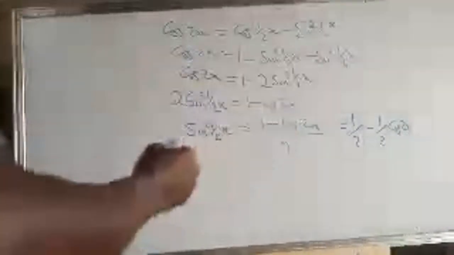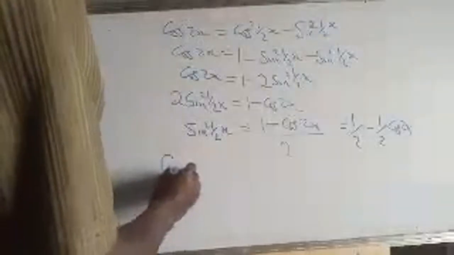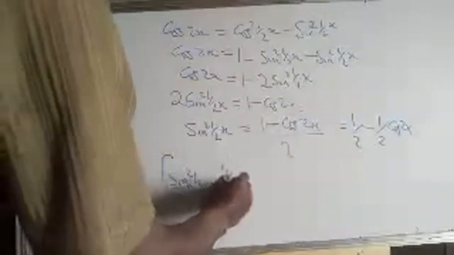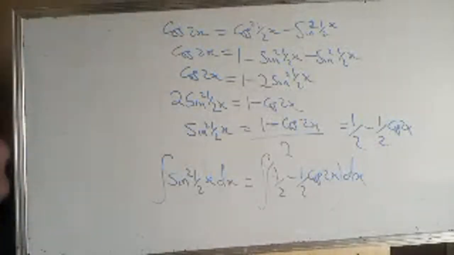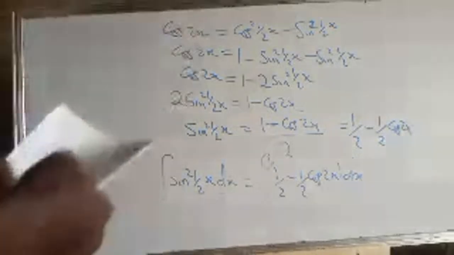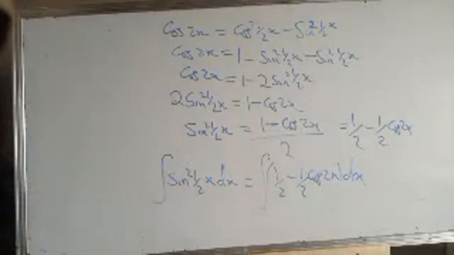Which implies that the initial problem of the integral of sine square half x dx is now the same thing as the integral of half minus half cos 2x dx. Yes, we have replaced it. It will be easier now to integrate, because ordinarily, to integrate a square or any exponent more than 1 directly is not easy. So you have to split it in such a way that the degree of that function becomes 1. That's what we have just done. We have simplified it into a form that can be easily integrated.